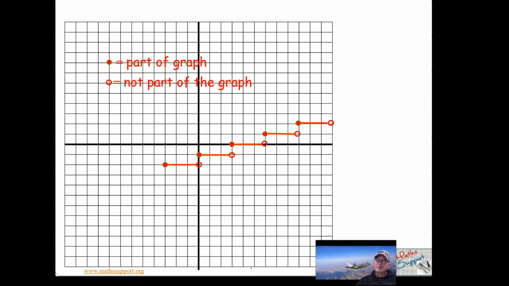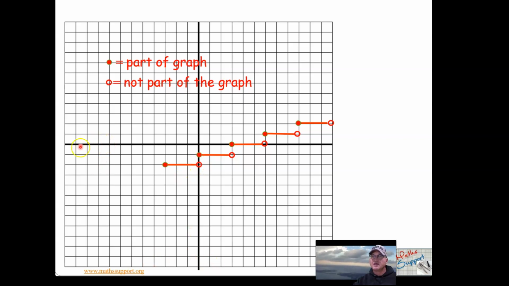Now here's one that always kind of gets people. This is known as a step function. When you look at the steps, if the circle is full, that means it's part of the graph. If the circle is open, it's not part of the graph.